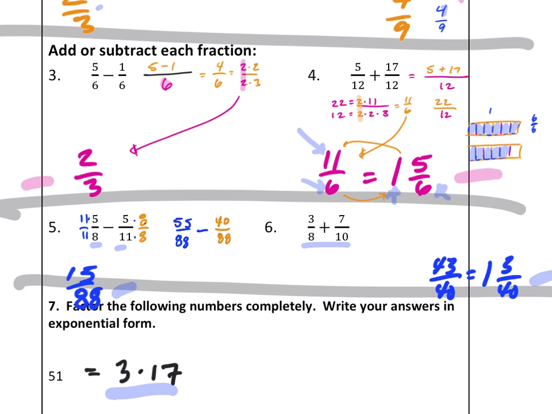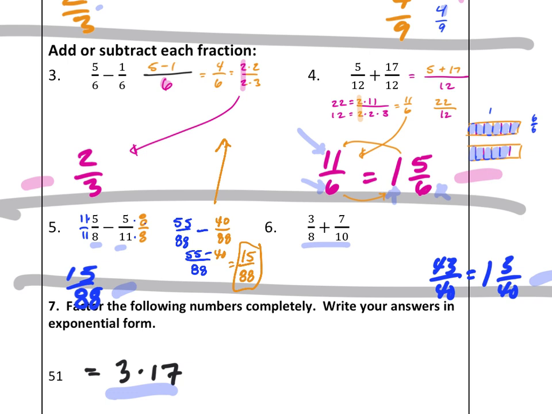Now notice we have the same denominator, so we just use the same principles we were talking about here. So what we're going to do is put it all over 88, and we're going to say we have 55 minus 40. 55 minus 40 is 15. So it's going to be 15 88ths. The thing is 15 is only 3 times 5, and 3 doesn't go into 88, and 5 doesn't go into 88. And so that's as simple as it gets: 15 88ths. That's the answer.